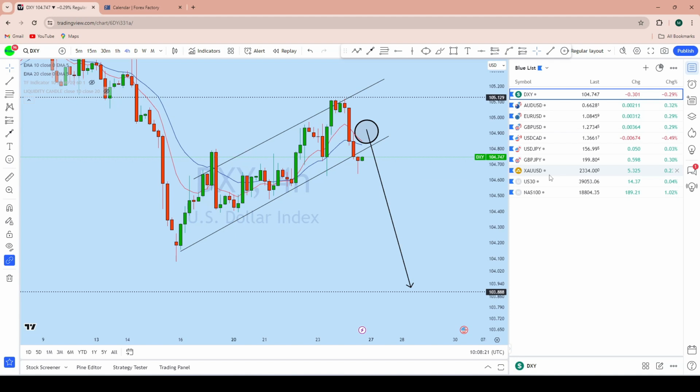So now, based on DXY, let's look at the other instruments and how they might be doing.